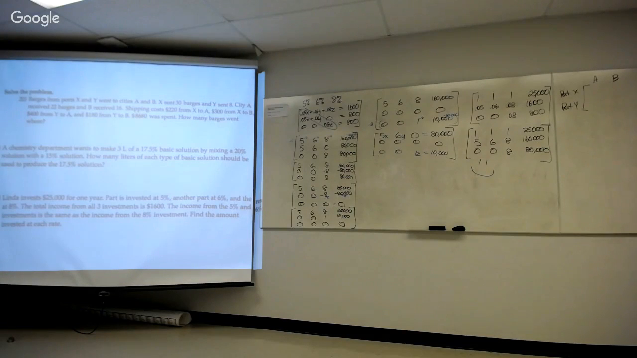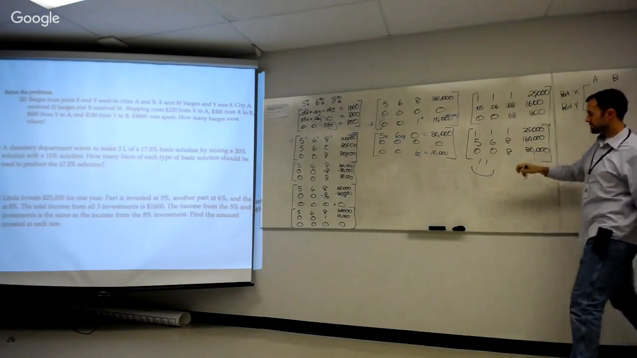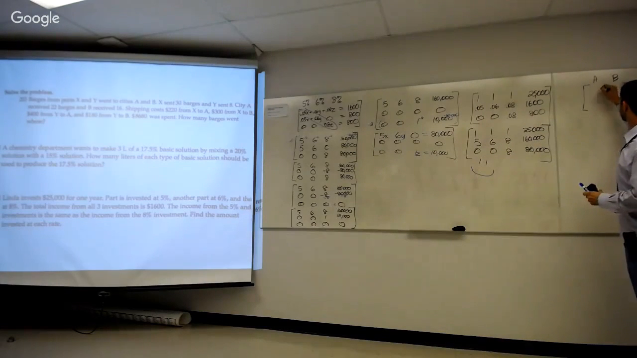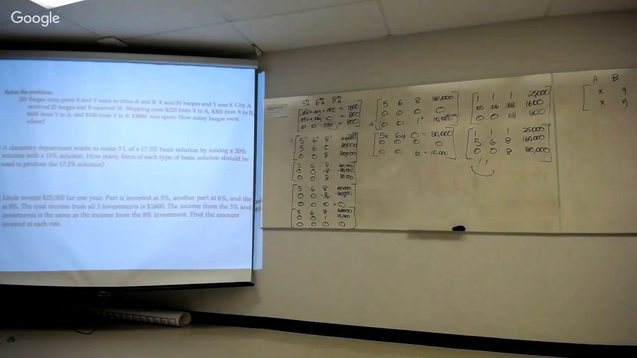And it's saying barges from port X. So could we say that X represents the number of barges that left port X? Sure. And Y represents the number of barges that left from port Y? Sounds good. So I might not have labeled port X and port Y correctly on my first go around. It could be that that's what our variables are going to represent. So let's put in our variables here. And now let's see what happens.